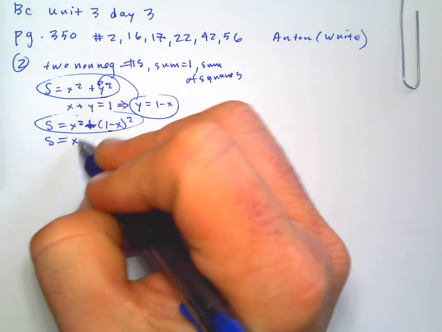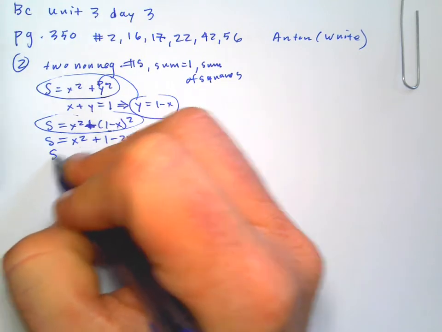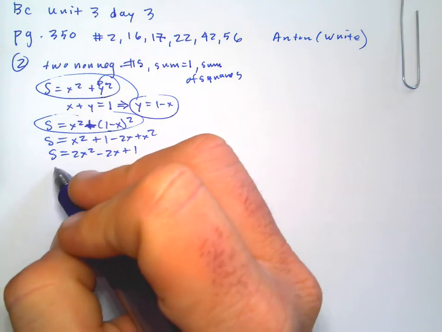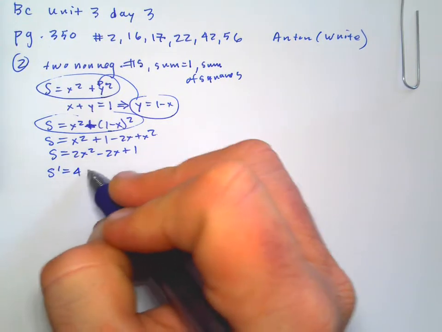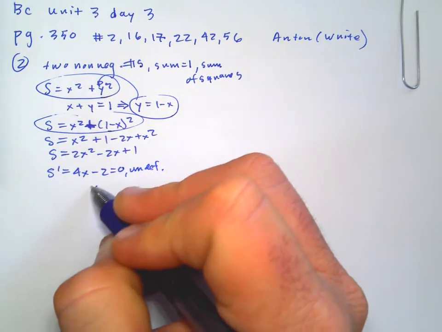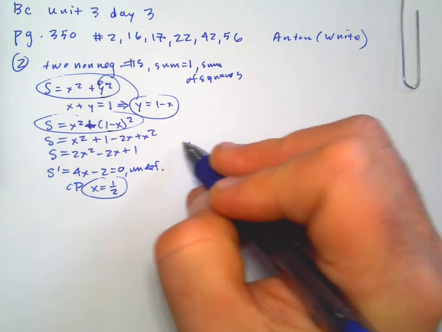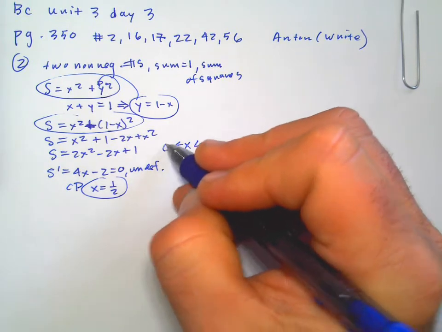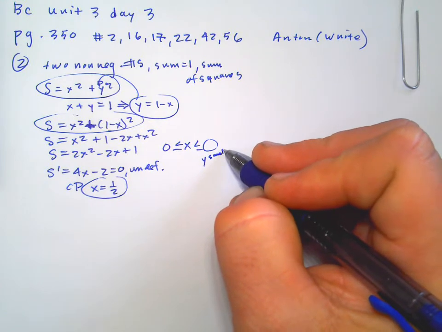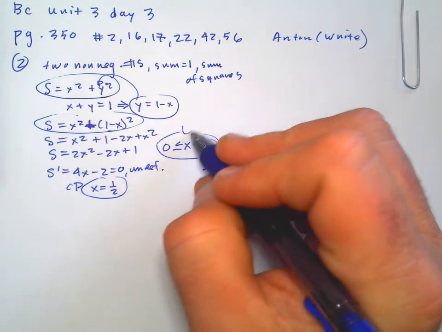This is going to be x squared plus 1 minus 2x plus x squared. So S equals 2x squared minus 2x plus 1. We want to find a critical point, so we take the derivative, 4x minus 2, set it equal to 0, or undefined. Solve. x equals 1/2 is your critical point. Endpoints for x, smallest would be 0 because they're non-negative. The largest would be when y is the smallest, and y is the smallest at 0. And it's possible they're both 0, so x would be 1. So these are your endpoints.